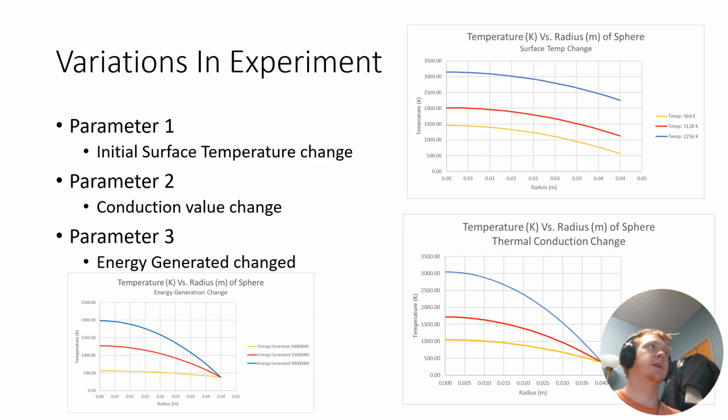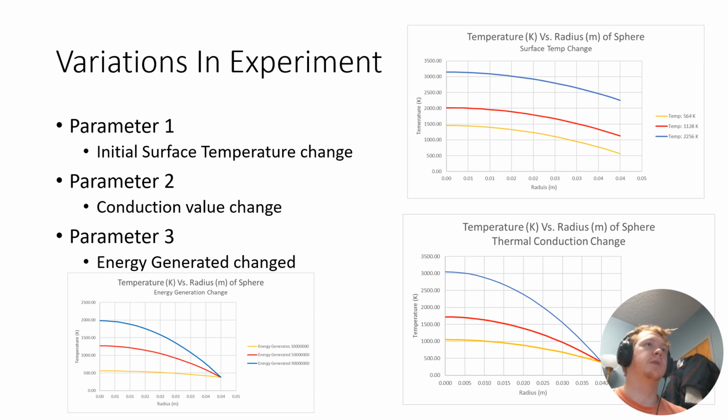So here are some variations in the experiment. Here I changed 3 things about the experiment and conducted it 3 different times so that I'm able to compare it to itself. Parameter 1, I changed the initial surface temperature. As you can see, at the top right hand corner, this is the graph. They are all solid lines. It looks like no matter how hot you start, it's always going to decrease at an amount that is similar to all the other ones.